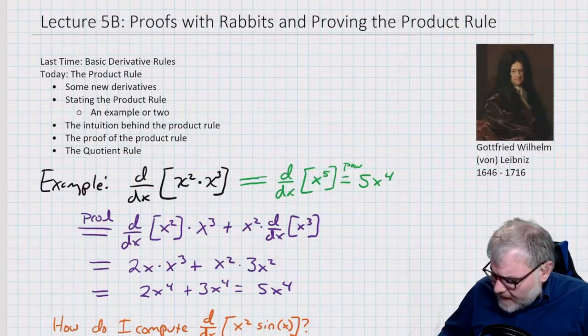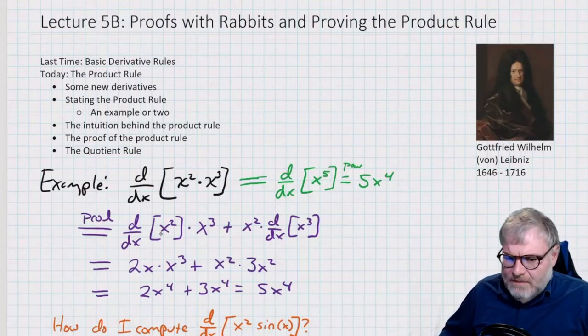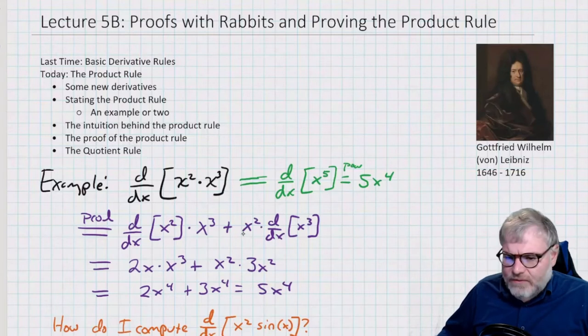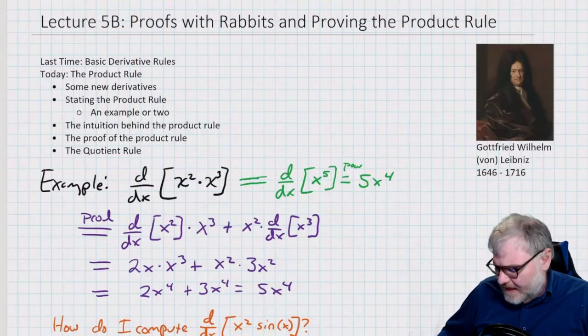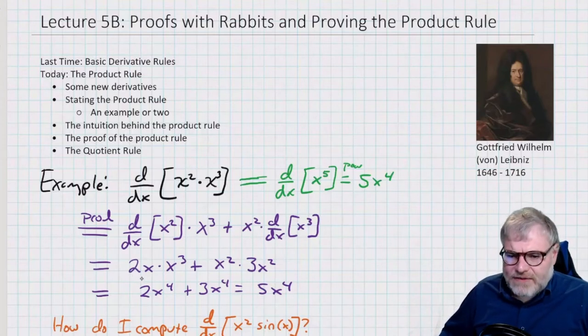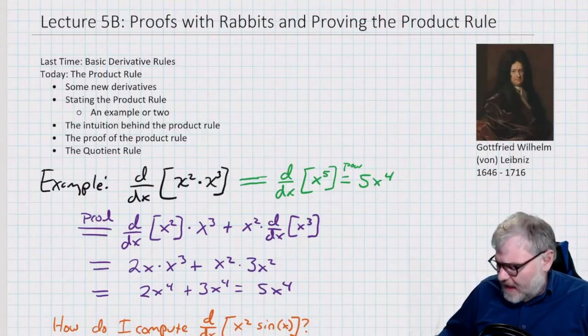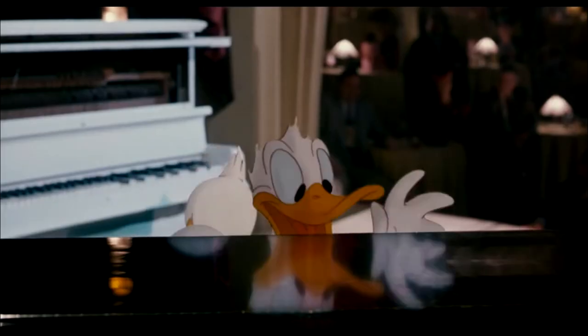So what I'm going to do is take the derivative of the first, and multiply it by the second without the derivative, just the original second. Then I'm going to add the original function times the derivative of the second. So it's the derivative of the first times the second plus the first times the derivative of the second. And what I wind up with then is 2x times x cubed plus x squared times 3x squared. And that would give me my 5x to the fourth.